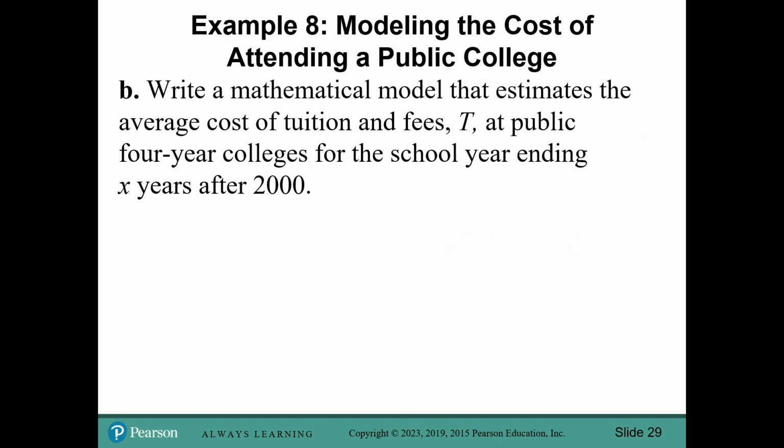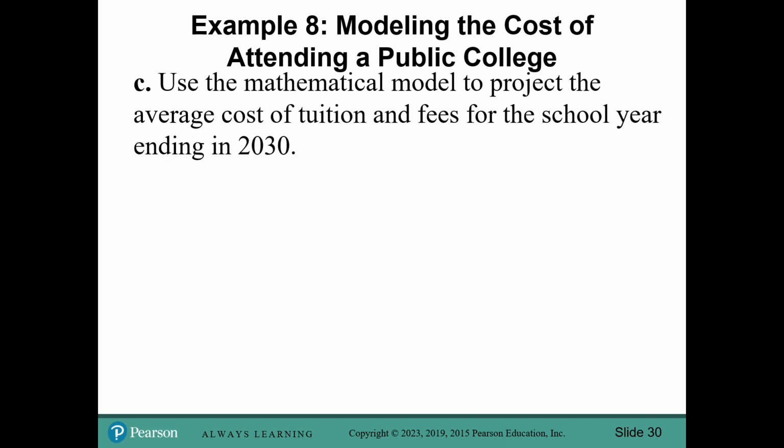B says write a mathematical model that estimates the average cost of tuition and fees T at public four-year colleges for the school years ending x years after 2000. In order to do this, we will take that slope that we found in part A, which is 300, and multiply it by x. But we also must add what it initially was, our y-intercept or our initial point at that year, which is 3,349.